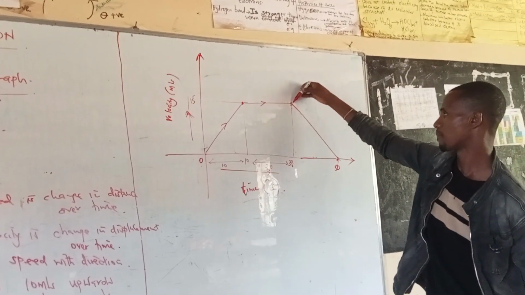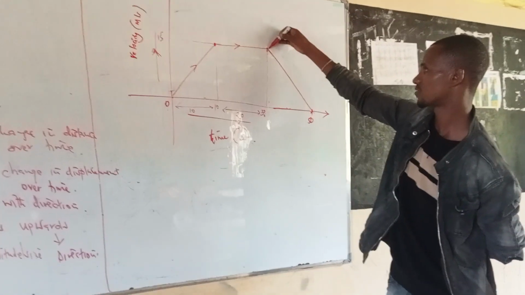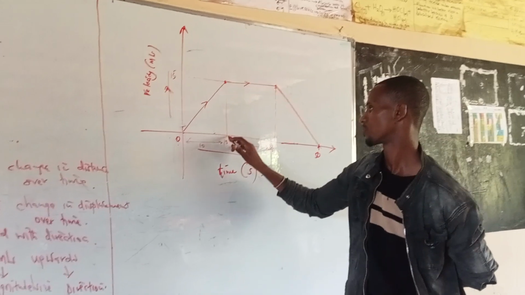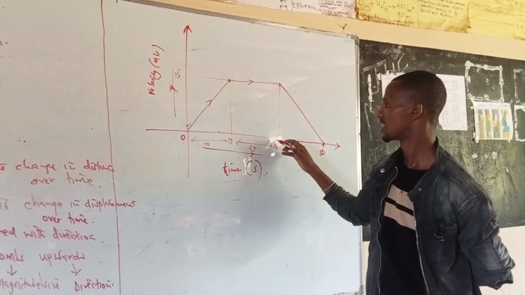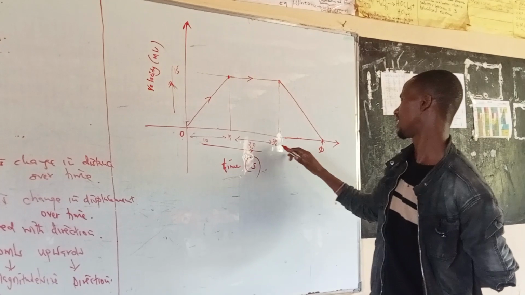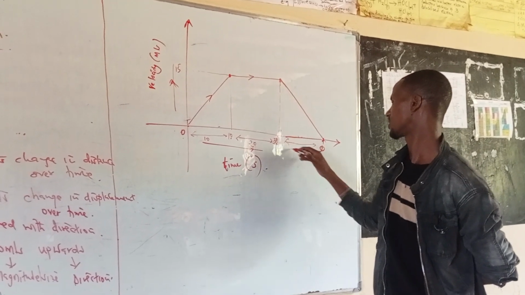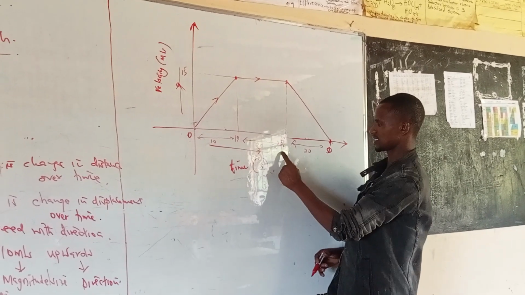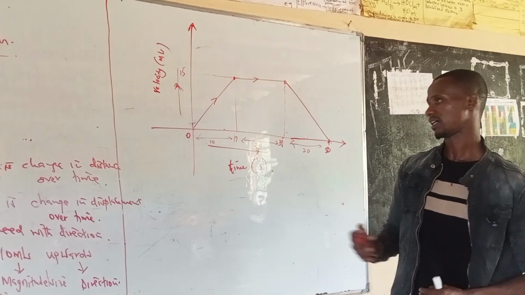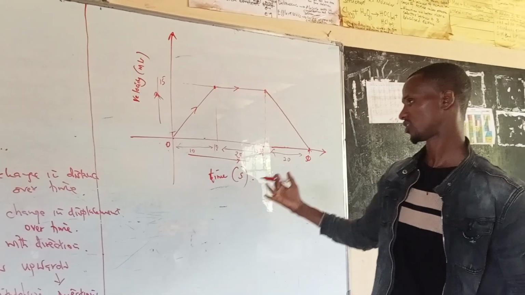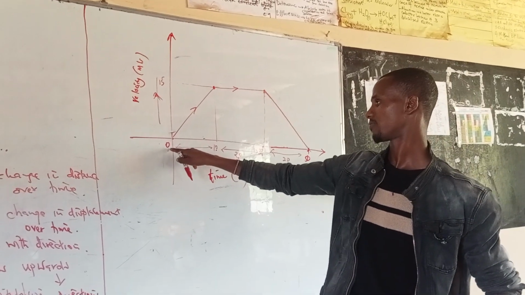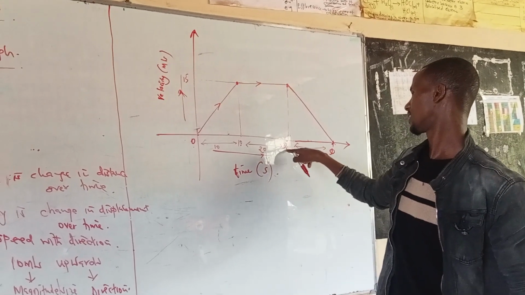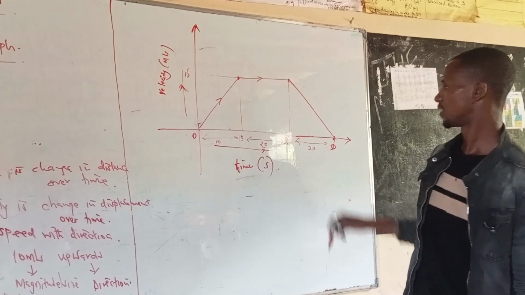And then from 15 now it reduced to 0. The change in time from here to this point is 10 seconds, from here to here is 20 seconds, and then from here to here we have another 20 seconds. But what we are writing here, that is 10, 30, and 50, is now the accumulation of time. Because here we have 10, and then you add another 20, which is 30, then you add 20 to get 50.